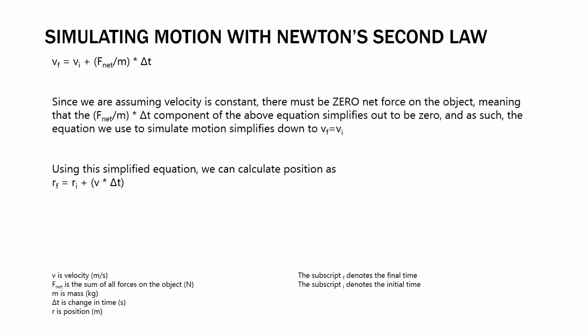We know from Newton's second law that the final velocity is equal to the initial velocity plus net force divided by mass times the change in time. Since we're assuming velocity is constant, there must be zero net force on the object, meaning that the net force divided by mass times the change in time component of the above equation simplifies out to be zero, and as such, the equation we use to simulate motion simplifies down to final velocity equals initial velocity. Using this simplified equation, we can calculate the final position as being equal to the initial position plus velocity times the change in time.